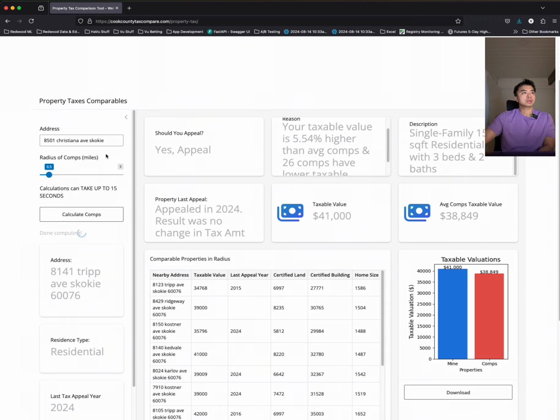So here, 1 mile is still only 4. We can increase it again to 2 miles. Oh, now it's found a lot more. So in this case, it's found about 10 comparable properties, and you can submit this to the county on your appeal. So let's take a look at the other web apps.